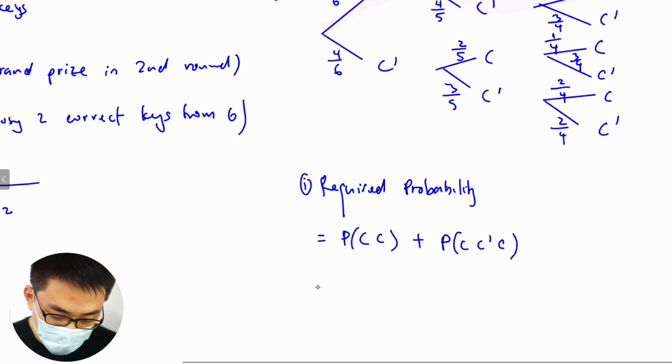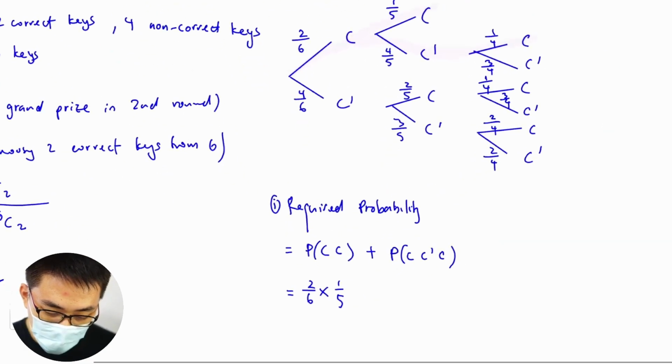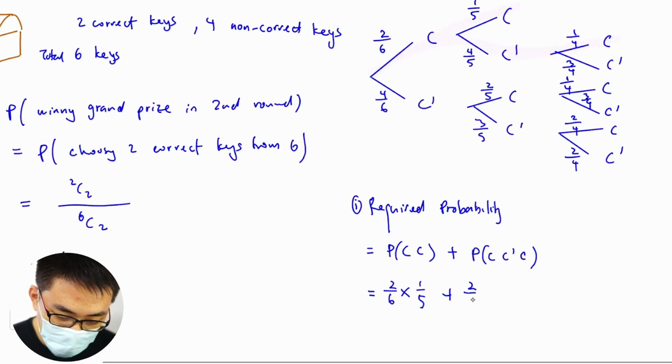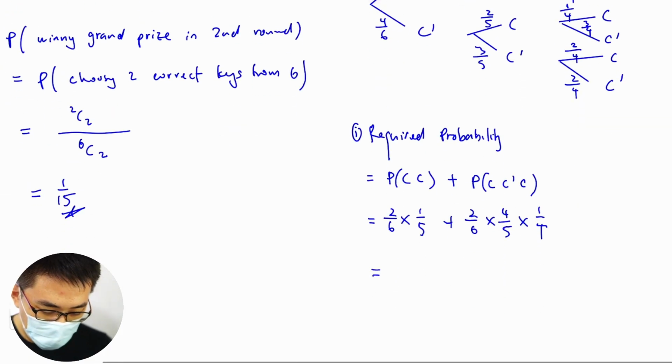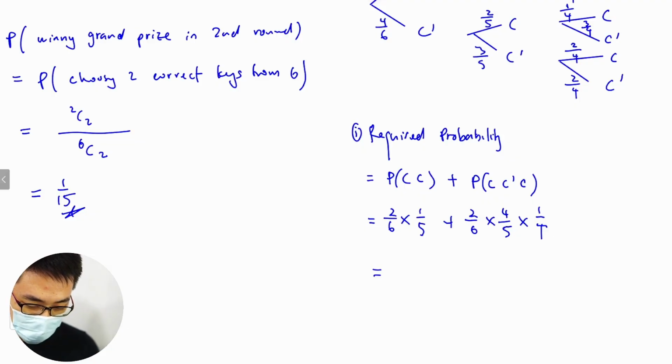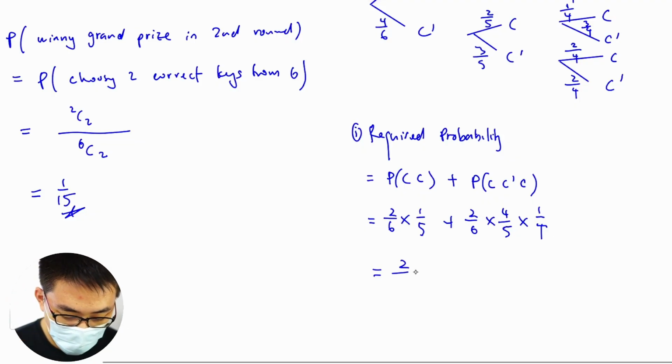So this will be 2/6 times 1/5, plus 2/6 times 4/5 times 1/4. So it's 2/6 divided by 5, plus that, which gives 2/15.